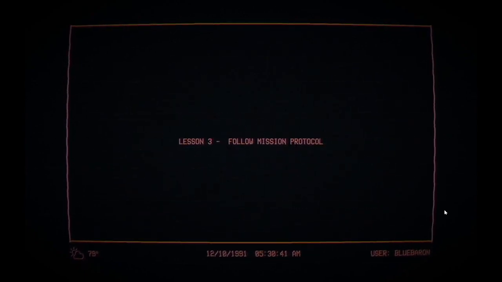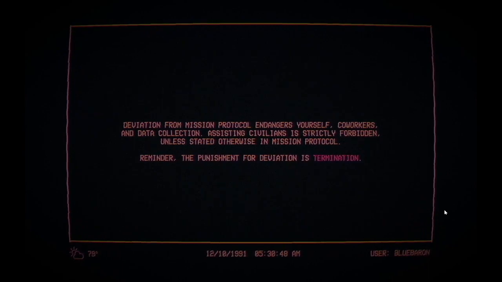Lesson 3. Follow mission protocol. Deviation from mission protocol endangers yourself, co-workers, and data collection. Assisting civilians is strictly forbidden, unless stated otherwise in mission protocol. Reminder, the punishment for deviation is termination.